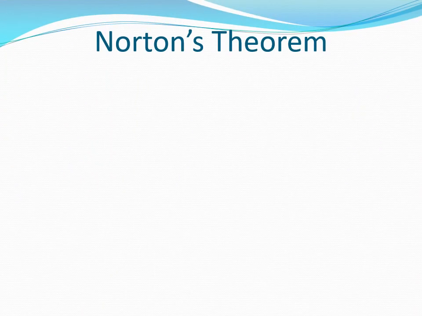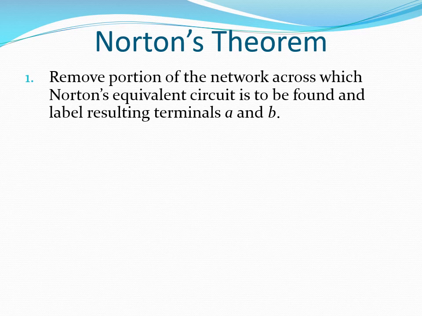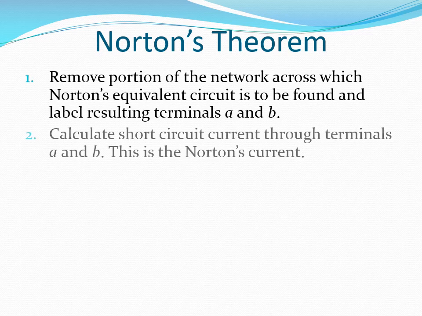The steps that are followed when applying Norton's theorem to an AC network are: 1. Remove the portion of the network across which the Norton's equivalent circuit is to be found and label the resulting terminals A and B. 2. Calculate the short circuit current that flows through the terminals A and B. This is the Norton's equivalent current.